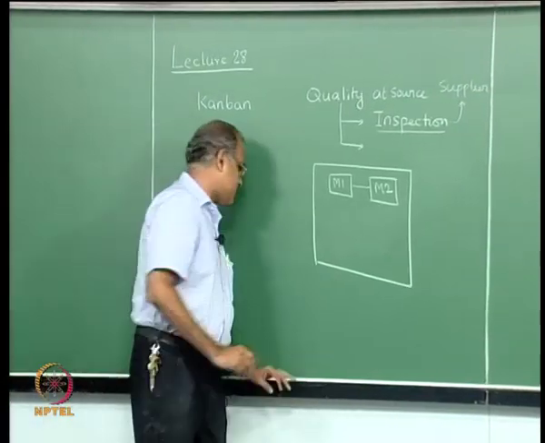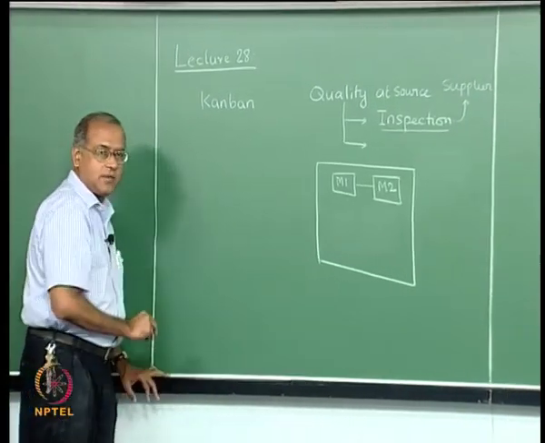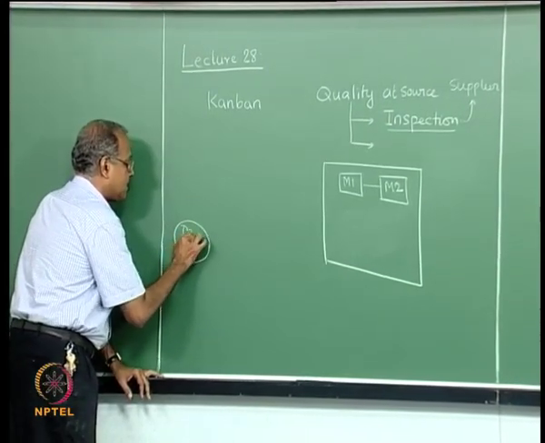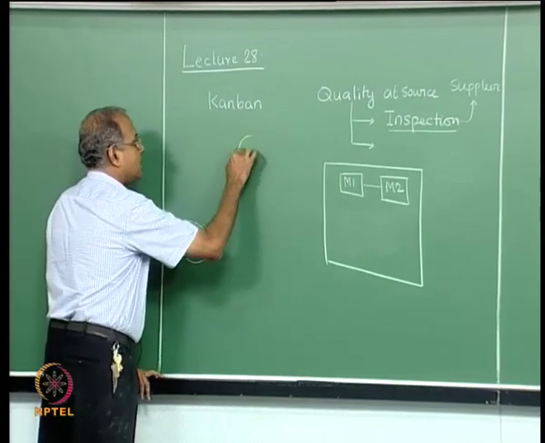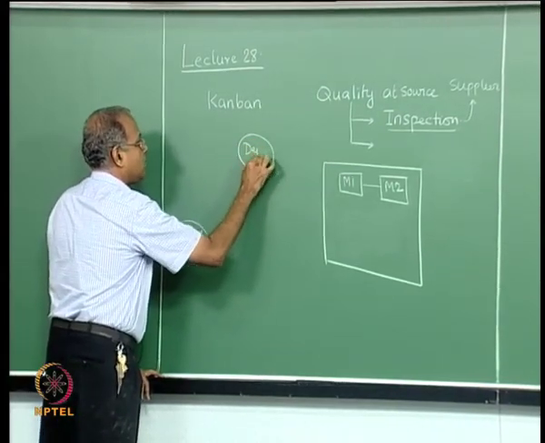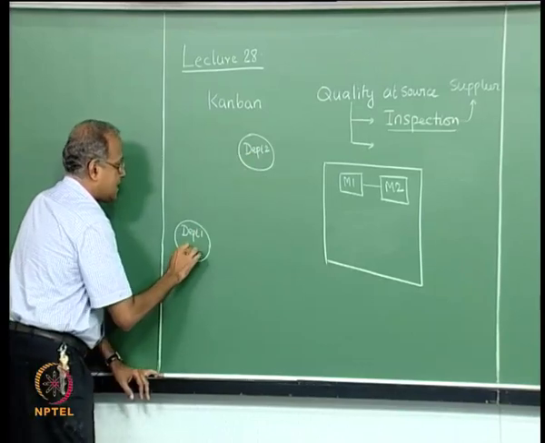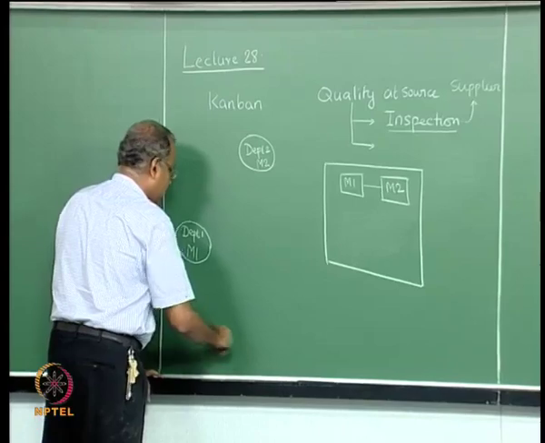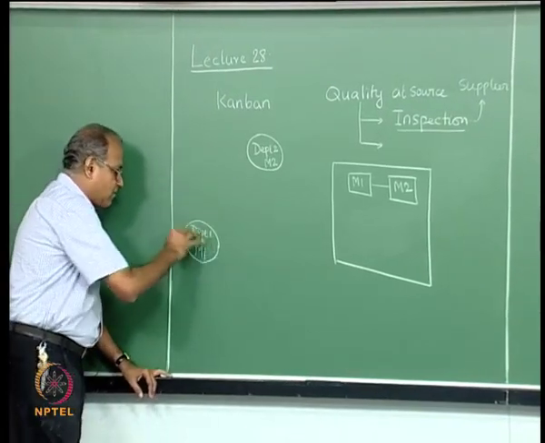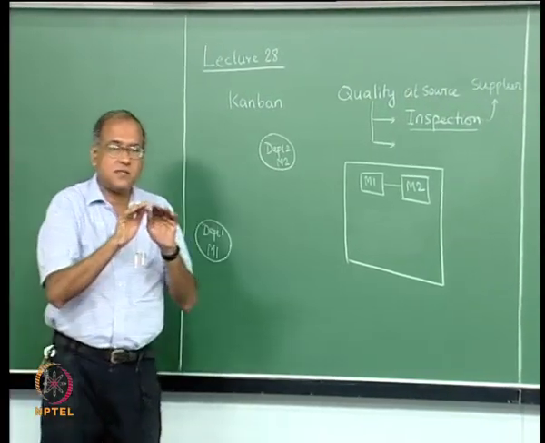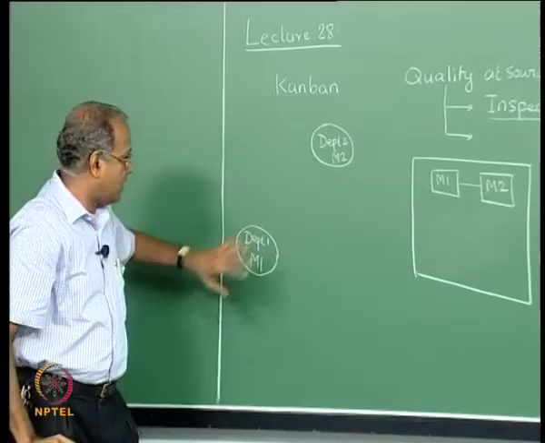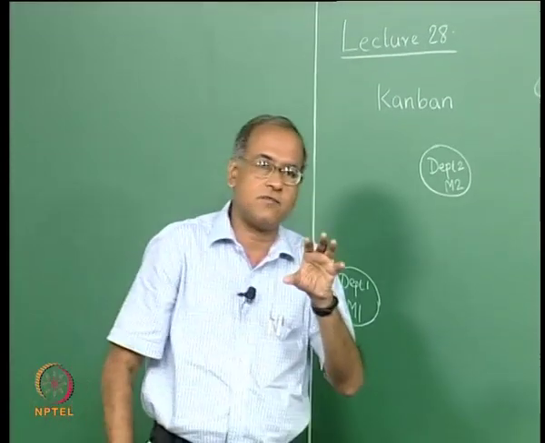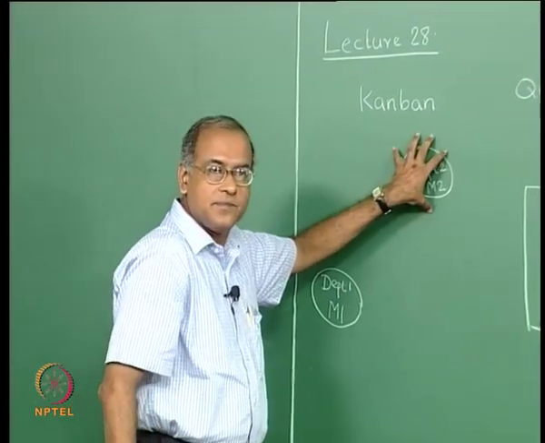Now, in an older system, when we did not have cellular manufacturing, when we had departmental specializations, let us say this is department 1 and here we had department 2, where let us say the M1 machine was here and the M2 machine is here. We would say there were several machines of the M1 type here, and several machines of the M2 type here.